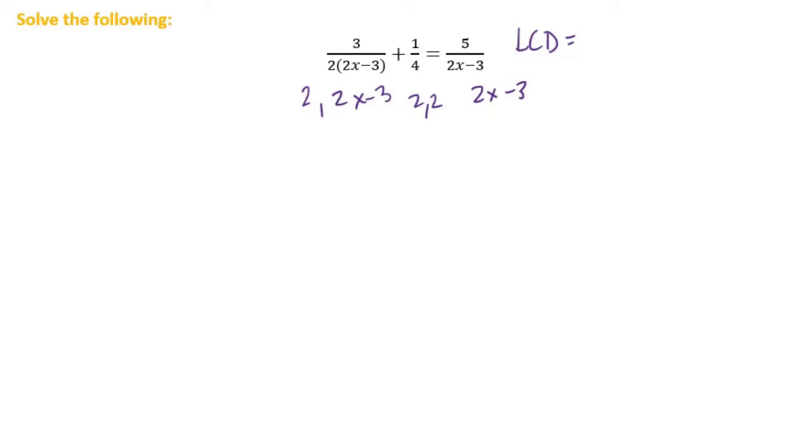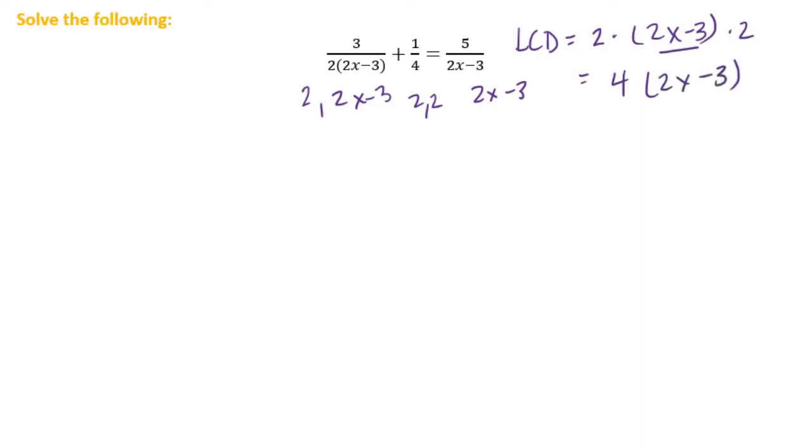Again, the LCD has to have all of these elements and therefore needs a 2 and a 2x minus 3. So we have 2, I'll write 2x minus 3 in brackets. In order to be divisible by 4, it needs 2 2's at the same time, so I better multiply by a second 2. Looking at the third denominator, the one on the right-hand side of the equation, I need a 2x minus 3, and I've already got one. So the lowest common denominator is 4 times 2x minus 3.